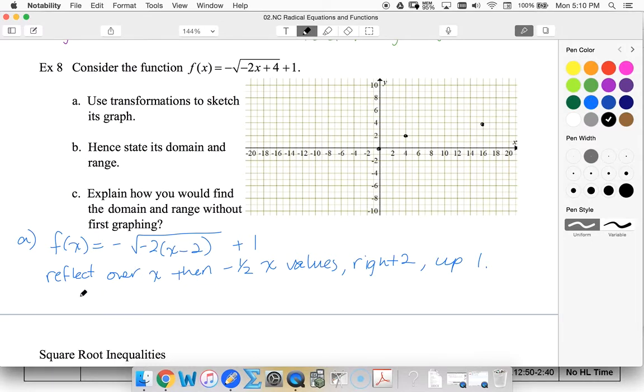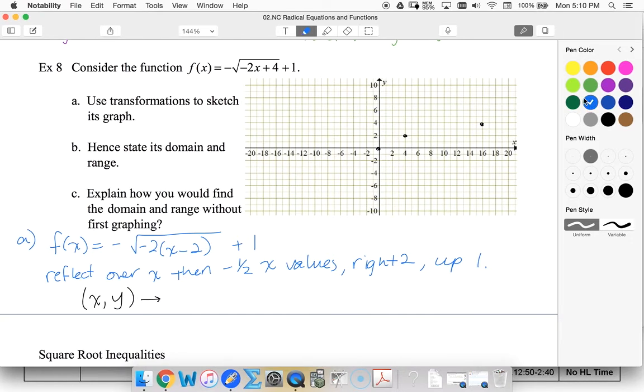I can think about taking an original xy point, and then by applying these transformations, so I've got my x values, I'm negative halving them, so x over negative 2, and then I'm moving to the right 2, so I'm adding 2, again the opposite of what we see. For my y values, reflecting over x means that I'm making all my y values negative, and then I'm adding 1. So I've got the point 0, 0. That's going to turn into 2, 1. So 0, 0 becomes the point 2, 1.